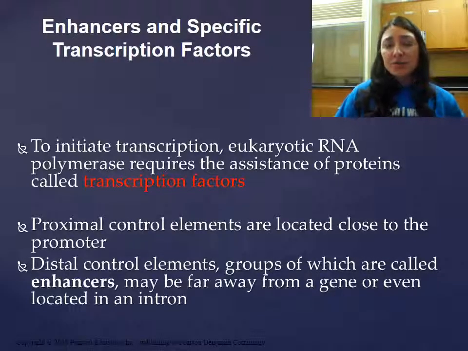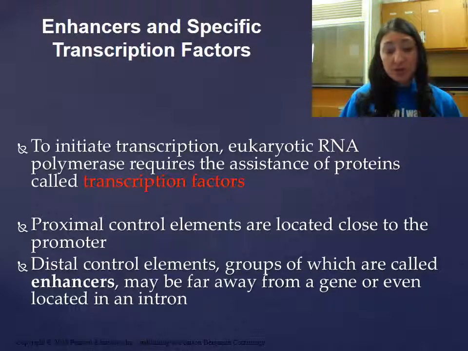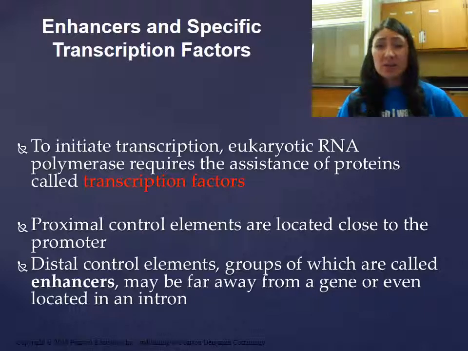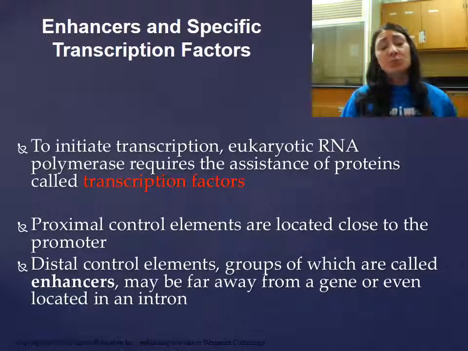As I showed in that past image, to get transcription started, RNA polymerase requires proteins called transcription factors to come in and help transcription be initiated. Your proximal control elements are located very close to your promoter, whereas your distal control elements, or your enhancers, are far away from the gene. They're usually located in an intron, which is considered your intervening sequence. It is not expressed. It would be removed during your RNA processing.